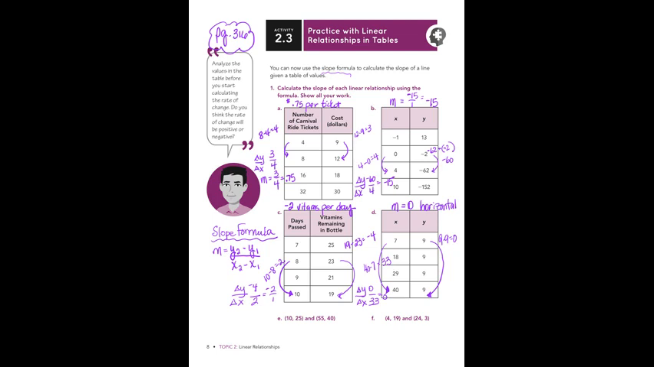Now on this last part, they've actually just given us points. We don't have a table, so we will use the slope formula. I'm going to call this x1 and y1, and I'm going to call this x2 and y2, and I'm going to use my formula. I'm going to say m is y2 minus y1 over x2 minus x1, and I'm going to substitute my values.